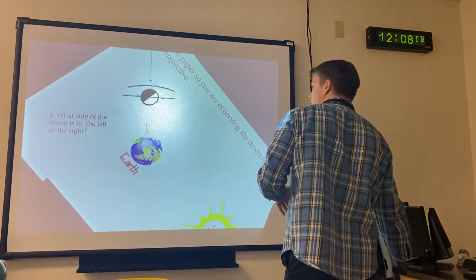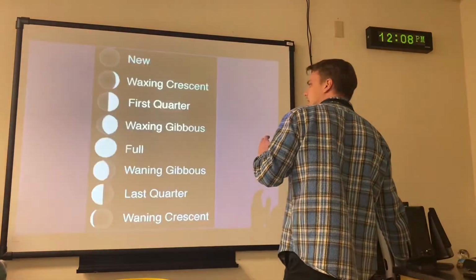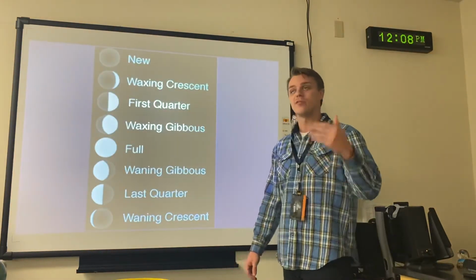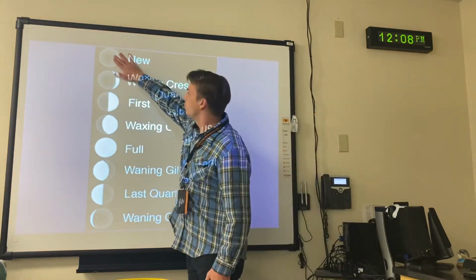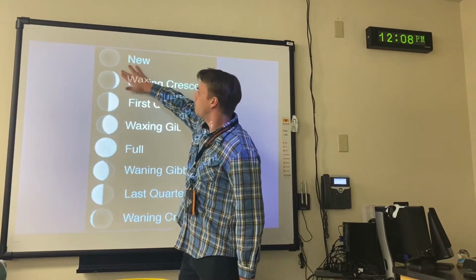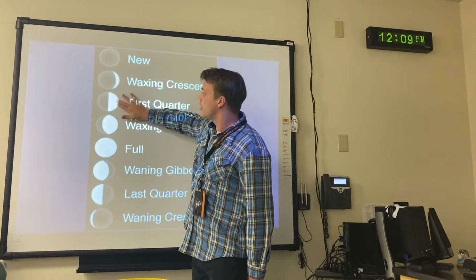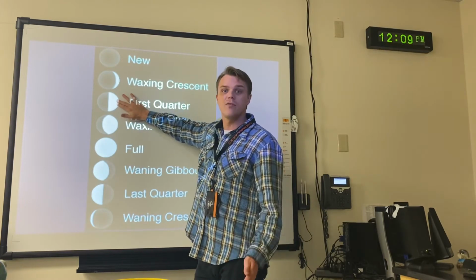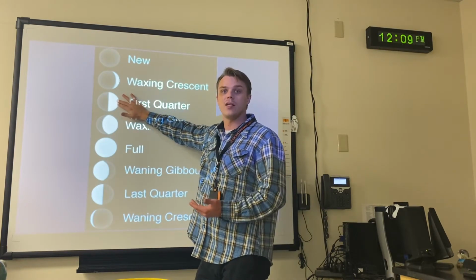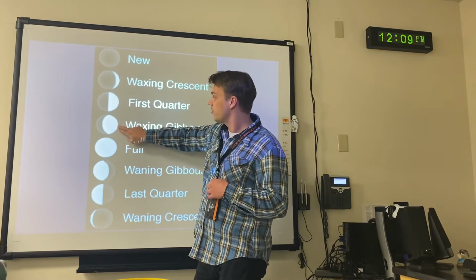So if we take it back, the right side is lit, and it's more than half lit. So we're going to look through these. New moon, is that the right side lit more than half? No. The right side is lit for this one, but it's not more than half. The right side is lit for this one, but it's only half. Which one shows the right side being lit and more than half? That is going to be this one.